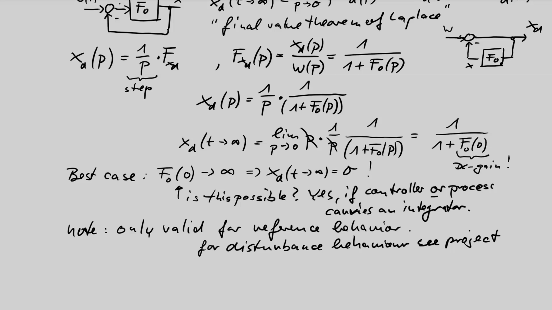Project 3, which comes now, is a system where the process has a series of PT1s. In project 4, we have a system where the process itself is an integrator, and then we have to discuss disturbance behavior. Okay, so far, this is the end of video number 49.